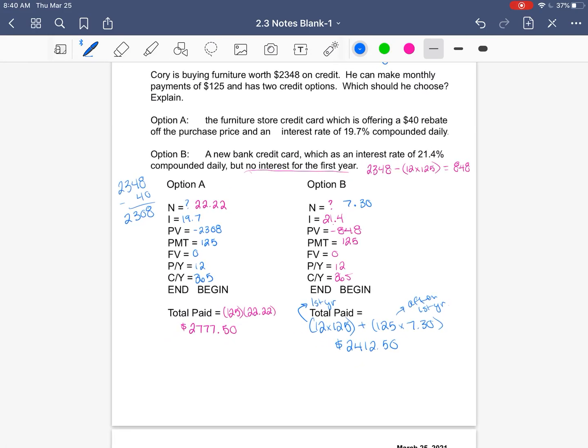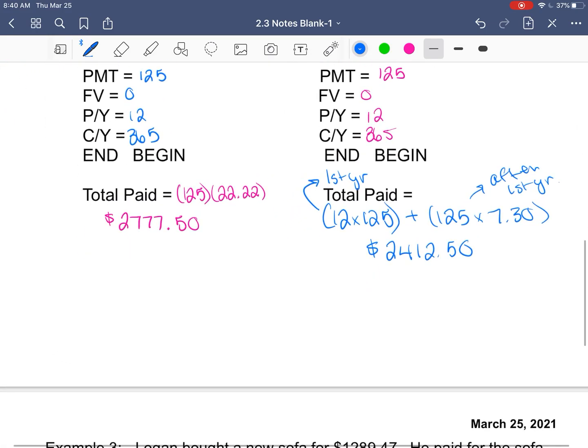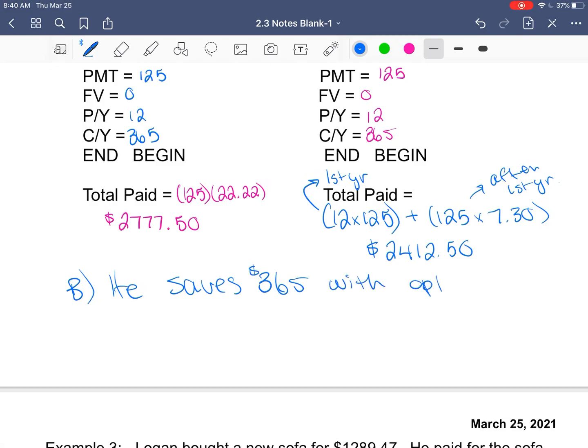$2,412.50. So if we're looking to answer the question, it's which should he choose and why? Well, if we're looking for the why, he's going to choose option B. If he's saving, it's that 2777.5 minus our amount that we have paid in B. So he saves $365 with option B.